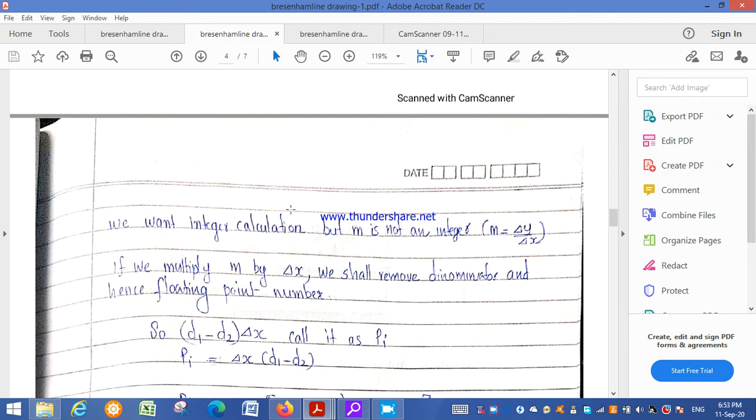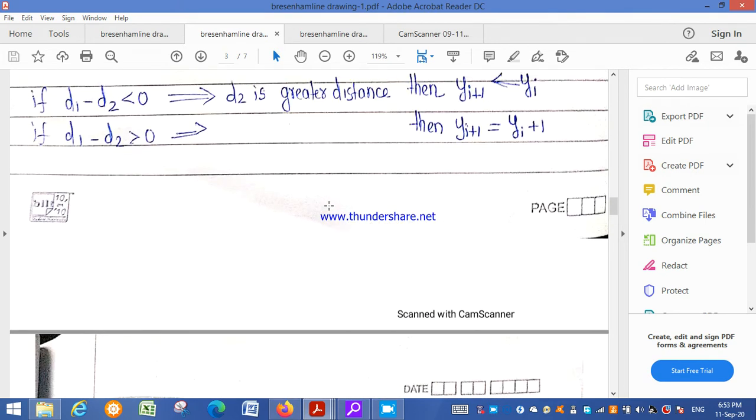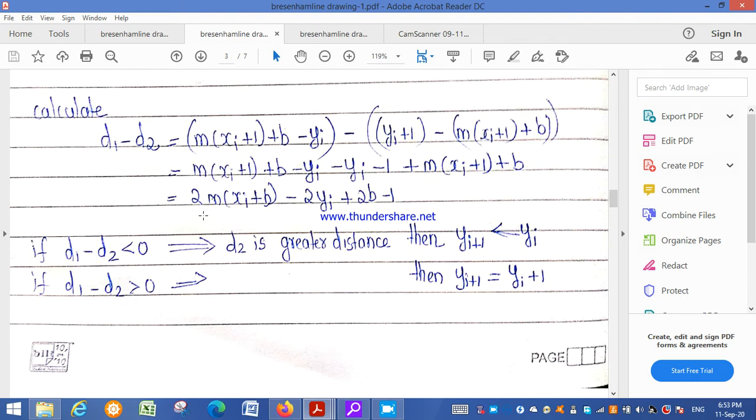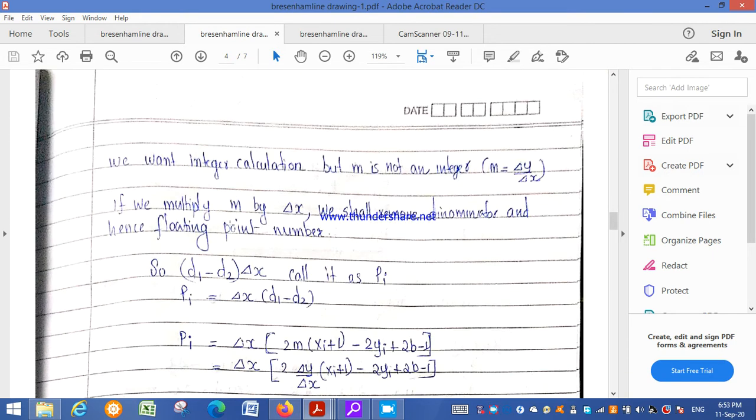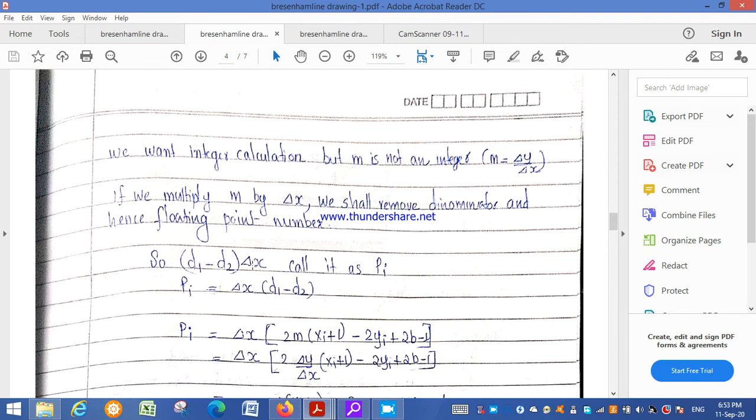Once again, first we calculate d1 minus d2. After that we multiply delta x into d1 minus d2, because in the equation for d1 minus d2 we found that it contains an m term. The m term will increase the mathematical calculations. Instead of m we can write it as delta y by delta x. We want to remove that denominator delta x. For that we are multiplying here by delta x. Okay. So pi means d1 minus d2 multiplied by delta x.